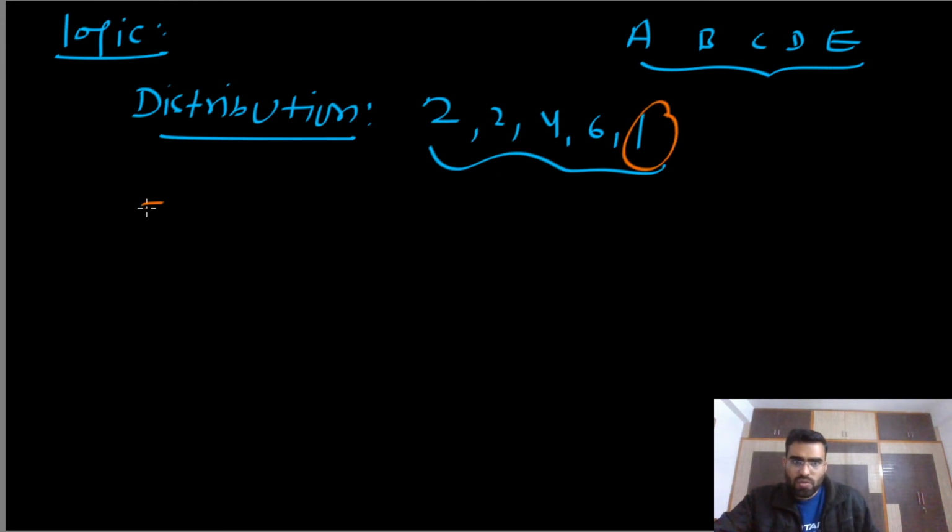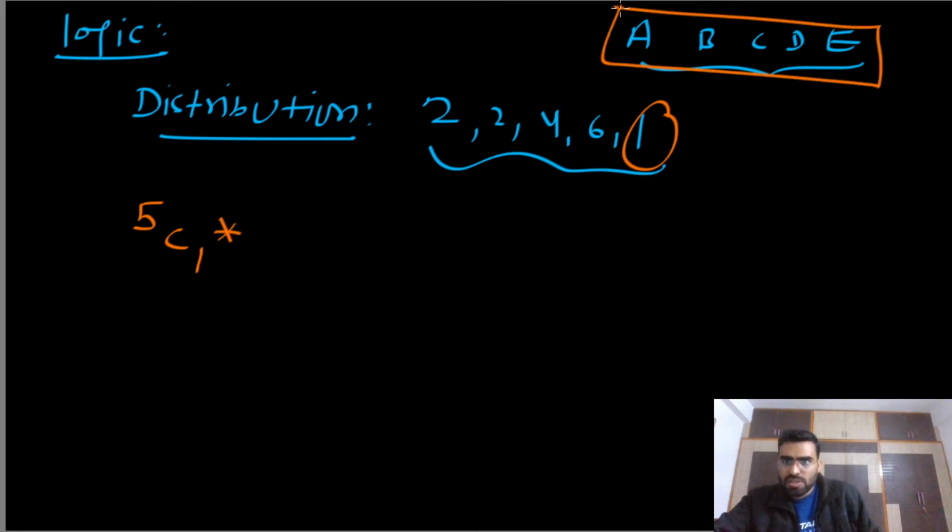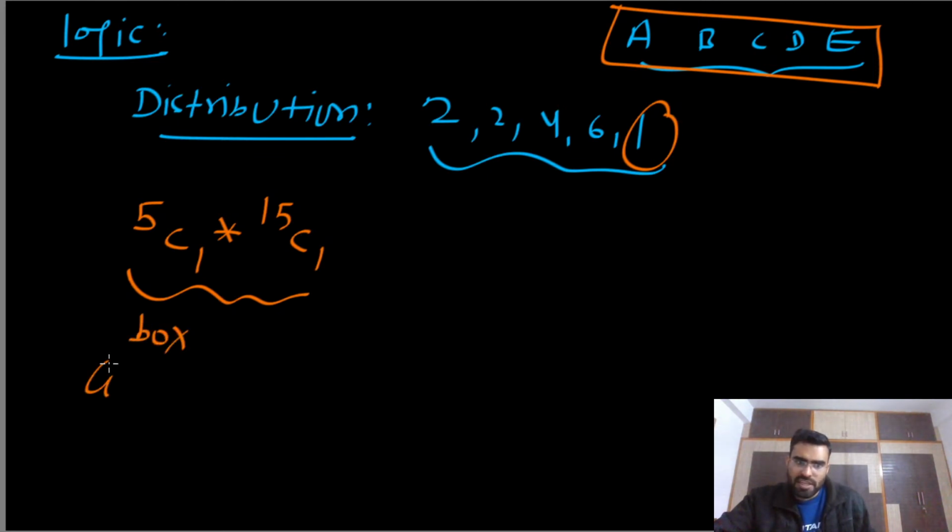So let's select. From 5 boxes you select 1. Okay, from these 5 boxes you select 1 box, and then you give 1 object to this box. So this will take care of 1 box, the box containing 1 object.